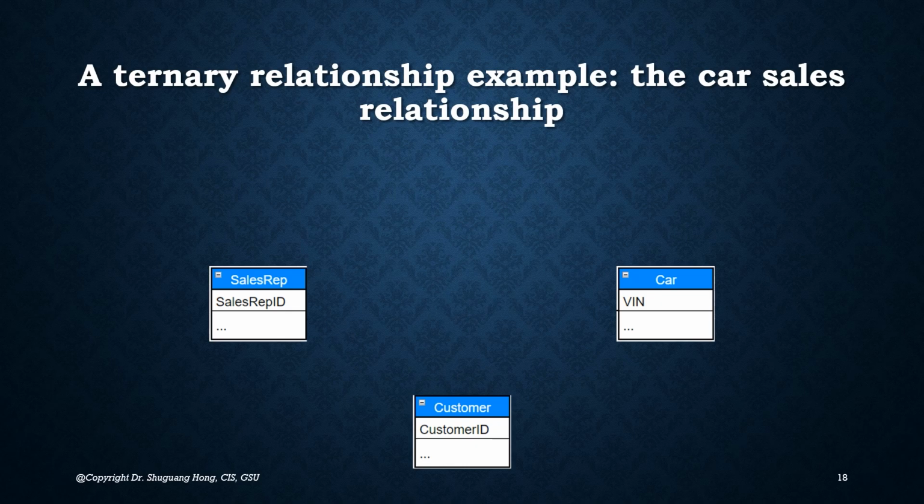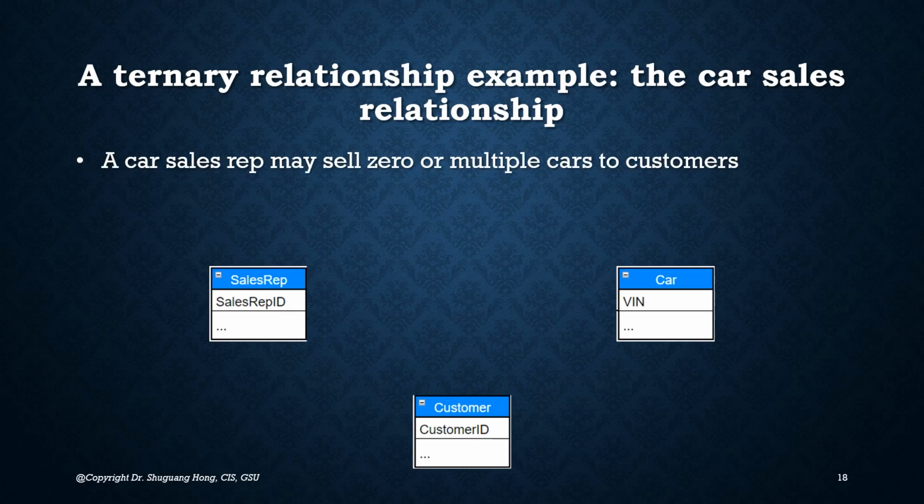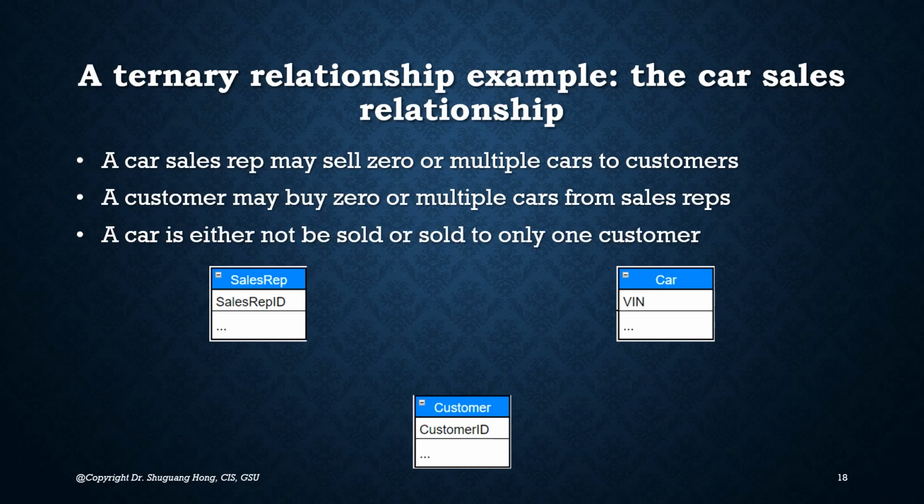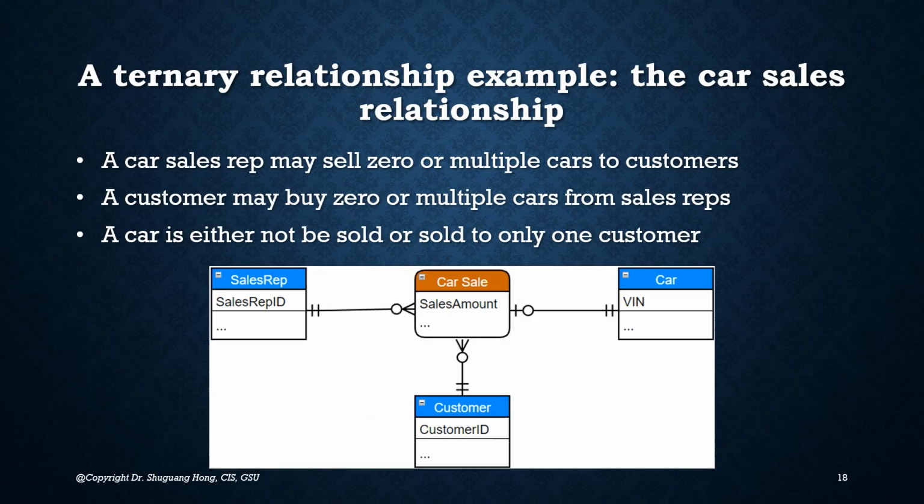It captures the business rules that a car sales rep may sell 0 or multiple cars to customers. A customer may buy 0 or multiple cars from sales reps. A car is either not sold or sold to only one customer. We used the association entity notation introduced earlier to capture such a ternary relationship between sales rep, customer, and car as shown in the ER model.